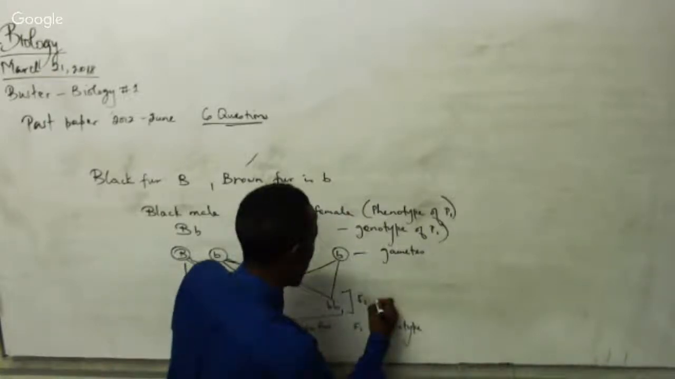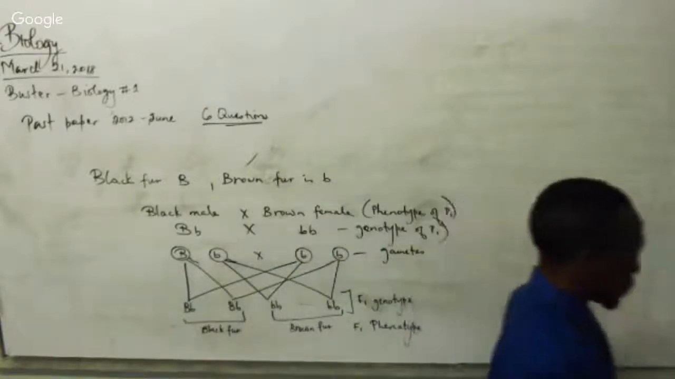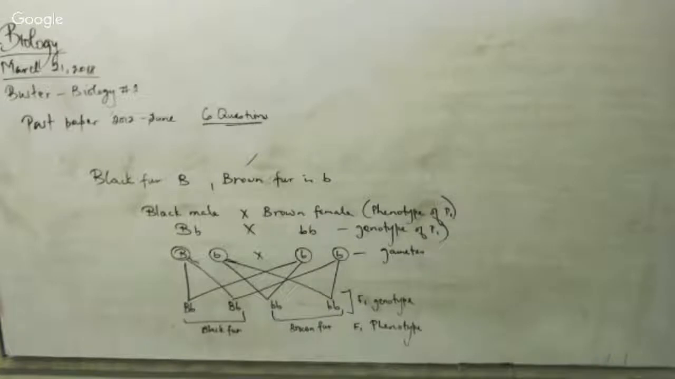F1 genotype. Yes. 100%. You get all the marks right there. Oh, you never get all the marks. You get one less mark.